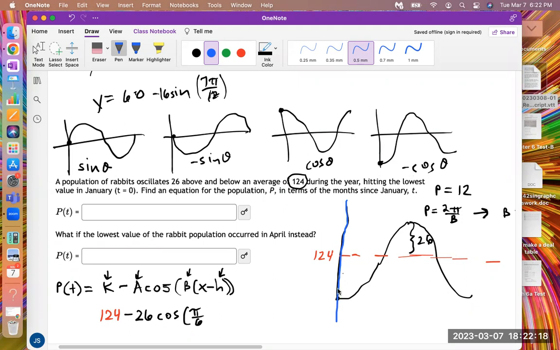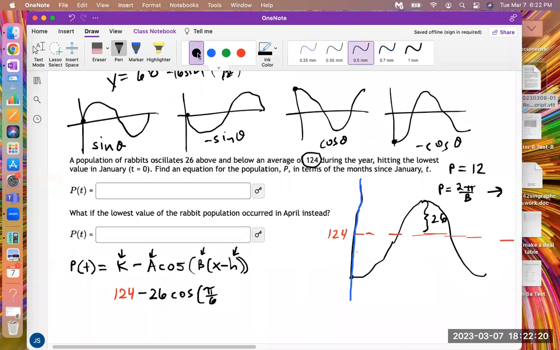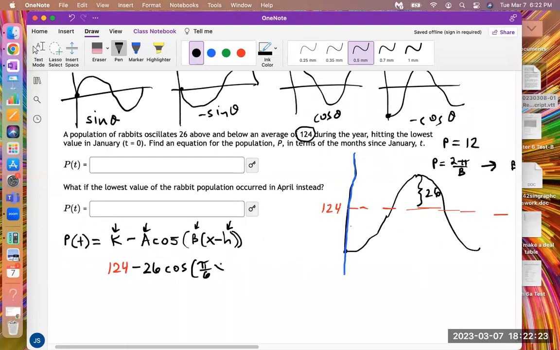So that means there's no horizontal shift. Horizontal shift of 0, or that x minus 0 will just be x, so it'll just end up being pi over 6x. So this is our equation. And let me just double check that. Okay, just one correction here, I should use t because we're talking about time, so they want us to use the t variable. And because I said p of t over here, I should be consistent with having a t variable there. But yes, this is what they wanted.